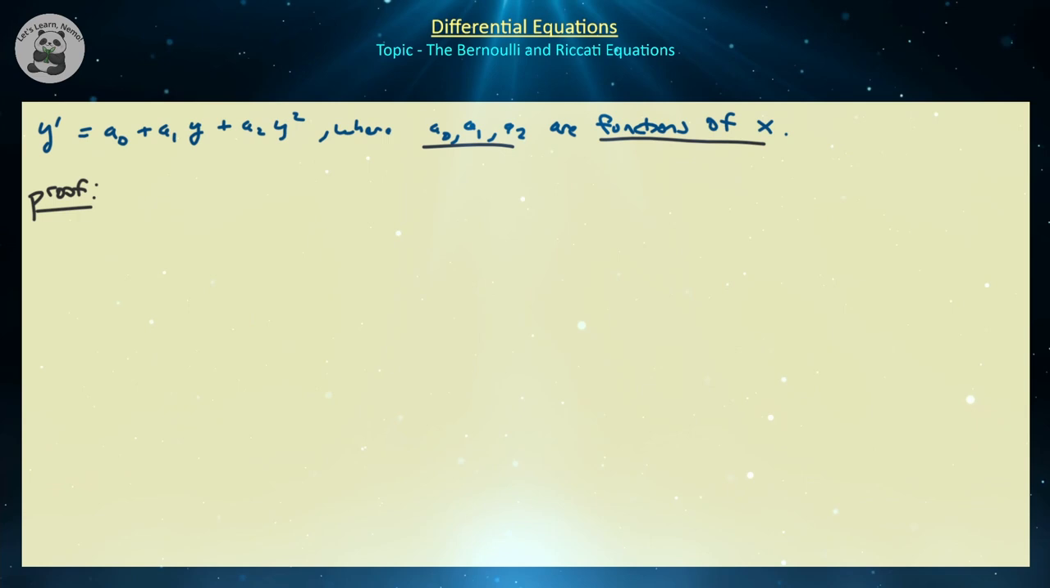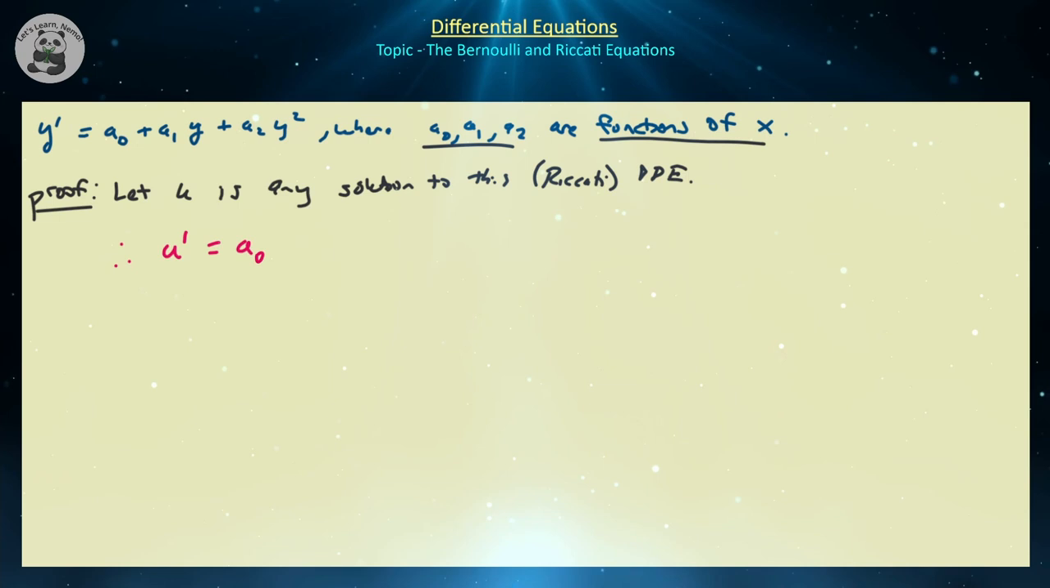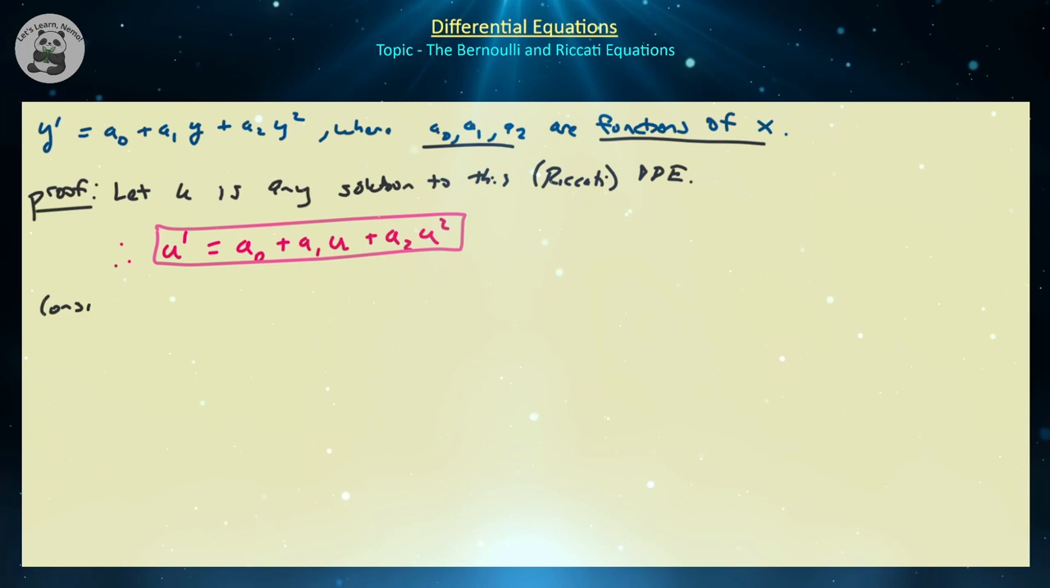So what we're going to do is we're going to assume the assumptions of the theorem. So let us assume u is any solution to this Riccati ordinary differential equation. So if it is a solution to this differential equation, that means the derivative of u must be equal to a0 plus a1 times u plus a2 times u squared. That's what it means for it to be a solution, right? And now we're going to consider the substitution.